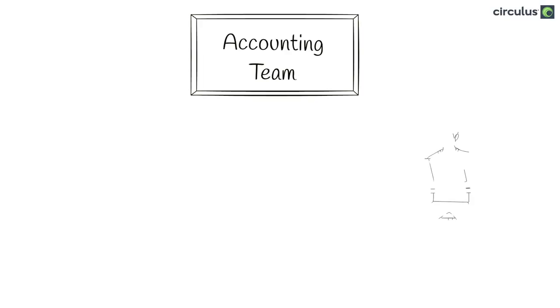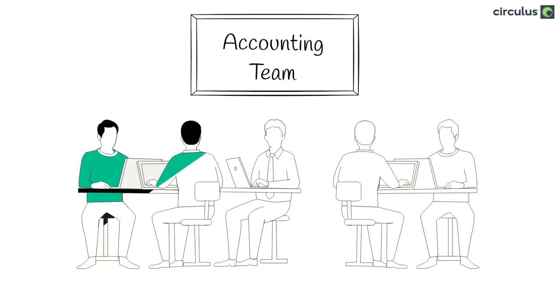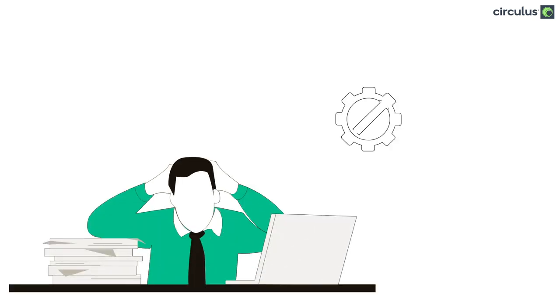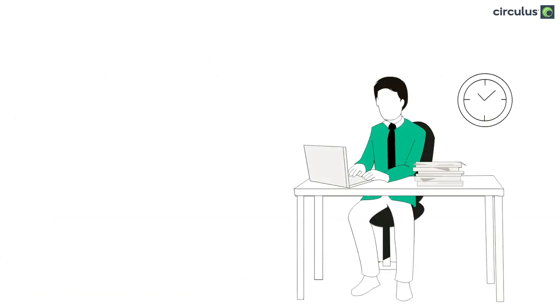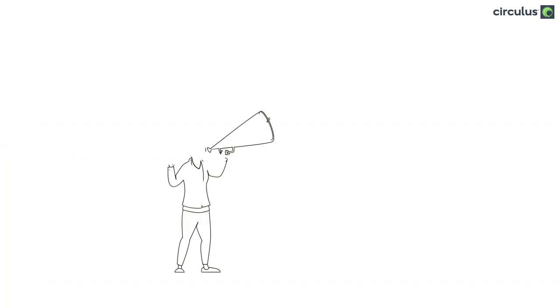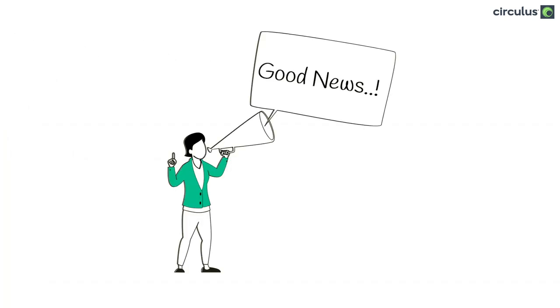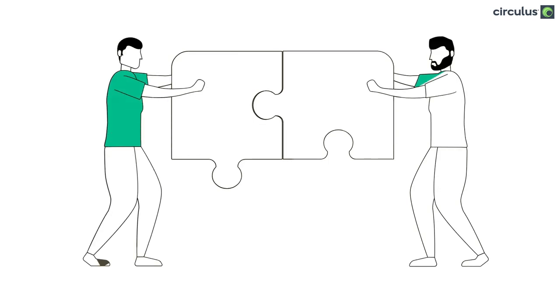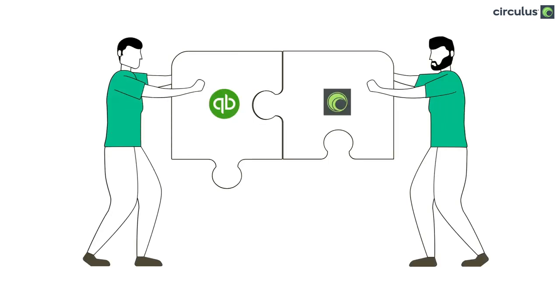Many individuals assume that if they are already using an accounting software like QuickBooks, it might be a bit complicated to integrate with a modern AP solution. That's not always true. If you are already using or planning to use QuickBooks for your accounting needs, we have good news for you. Integrating your QuickBooks with Circulus AP automation is easy, and we can show you how.